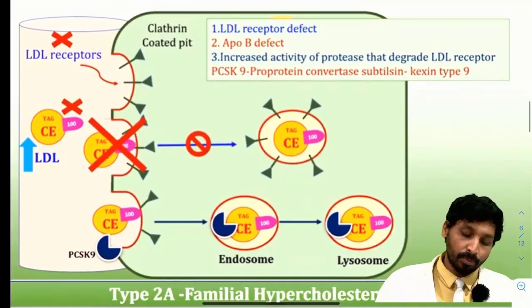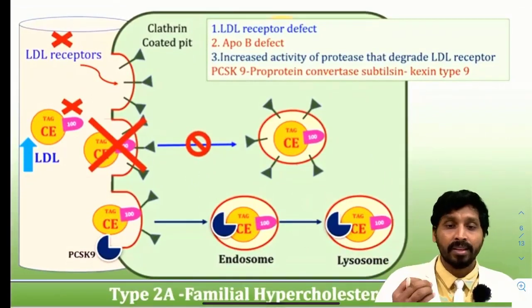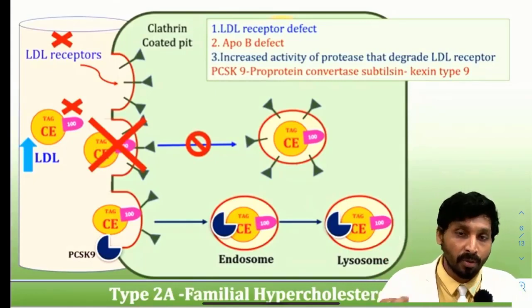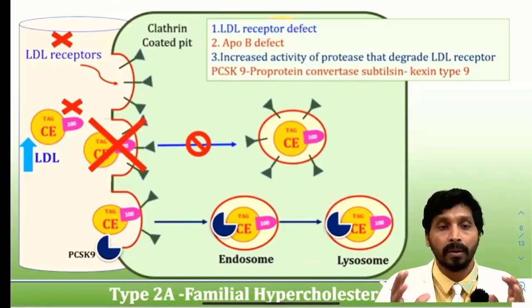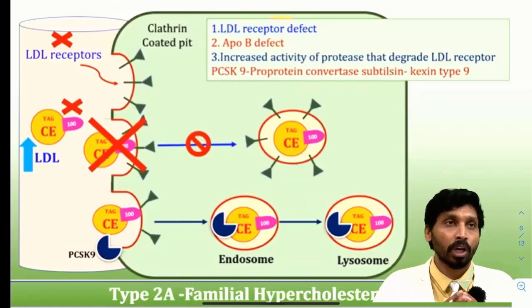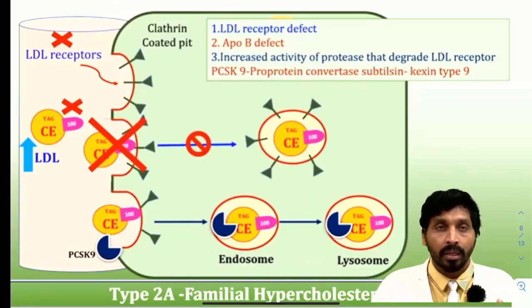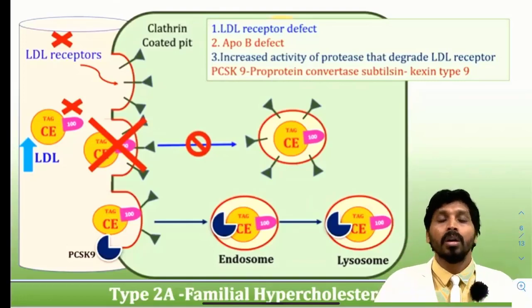Next one is type 2A familial hypercholesterolemia. So here the name itself is indicative: hypercholesterolemia, the type of cholesterol elevated in the circulation is LDL. Okay, so here the metabolism of LDL will be defective. If LDL is carrying cholesterol from the liver to peripheral tissues, when it reaches the tissues, the tissue membrane has to accept the LDL by recognizing the receptor on the LDL.